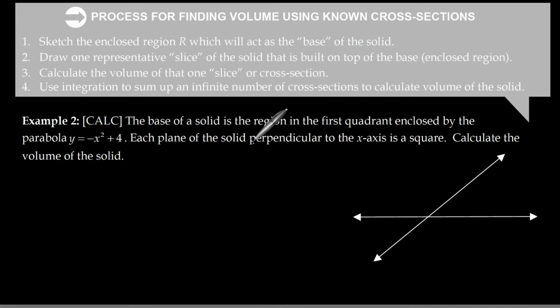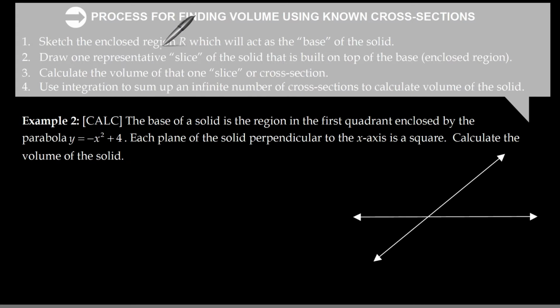Okay, example 2, this is a calculator problem. The base of a solid is the region in the first quadrant enclosed by the parabola y equals negative x squared plus 4. We like these problems because you can use a calculator to do the integration. Each plane of the solid perpendicular to the x-axis is a square. Calculate the volume of the solid. Okay, so we're going to go through a few examples of this. And I have a 4-step process I want to introduce to you.